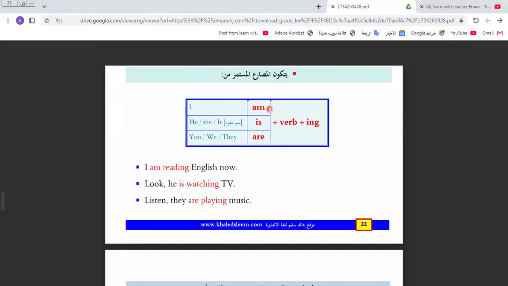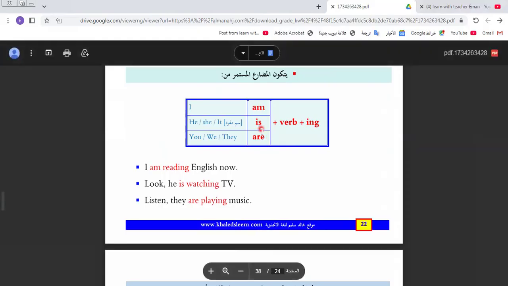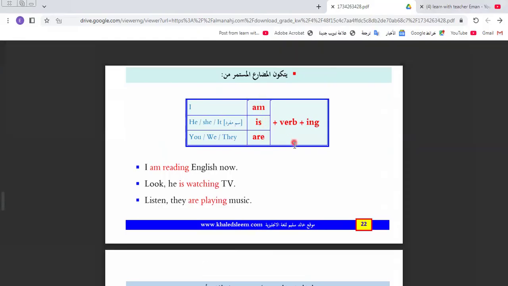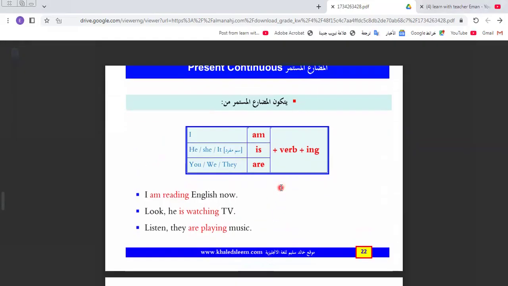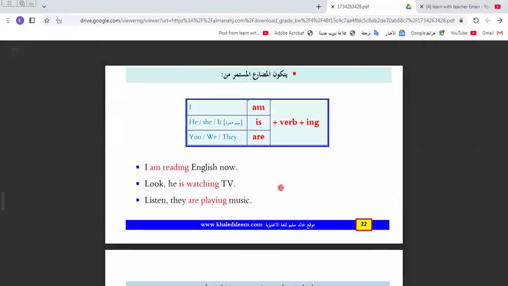In this unit, we learn the present continuous tense, and we know the present continuous tense is formed by what? Am, is, are plus verb plus ing. The keywords of this tense are now, at this moment, listen, look, and so on. All the keywords relate to something we are doing at the time of speaking. Like we say, I'm learning English now.